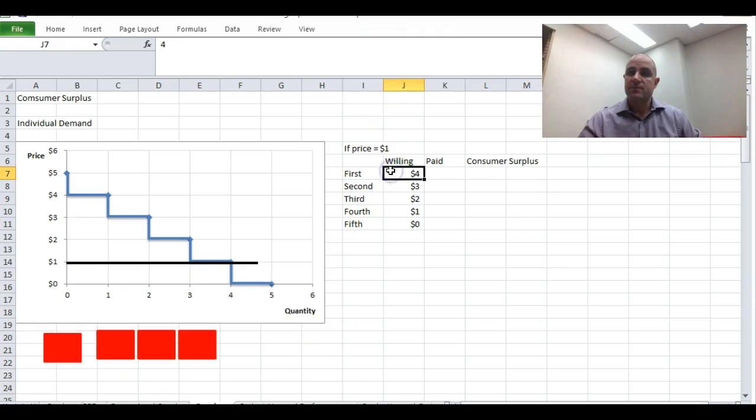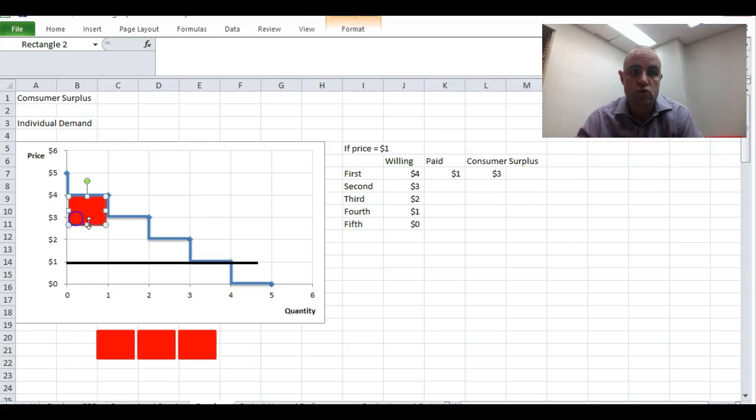So let's look at that first one. For that first unit of the good, this individual was willing to pay $4 for it, but only paid $1, which means that what they were willing to pay for it, they only had to pay $1. And so basically, those $3 extra, that's your found money. That's your bonus money. That's the $3 that individual is willing to part with to get that first unit of the good. And so if we look at it, it's going to look, there you go. So there is the consumer surplus on the first unit.